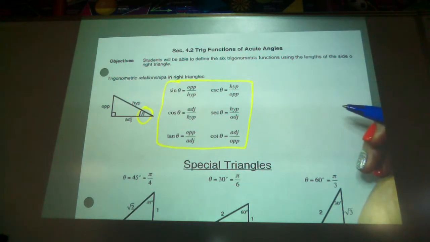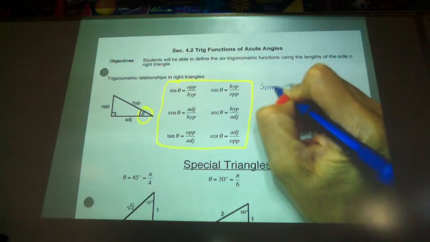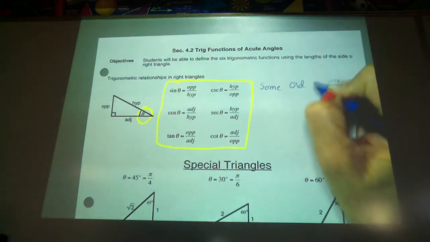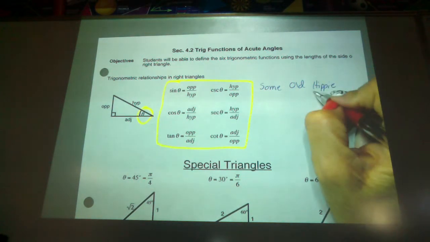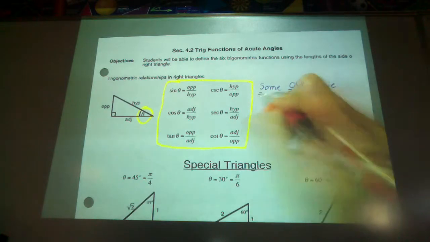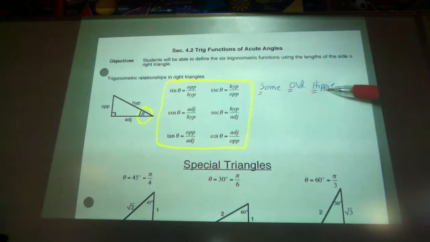Don't have your parents call and complain about this. It's just something that keeps in your brain. So, some old hippie, especially if your mommy or daddy's a hippie, don't take it personally. So S is for sine, O is for opposite, H is for hypotenuse. So some old hippie. That's how you remember your ratios.